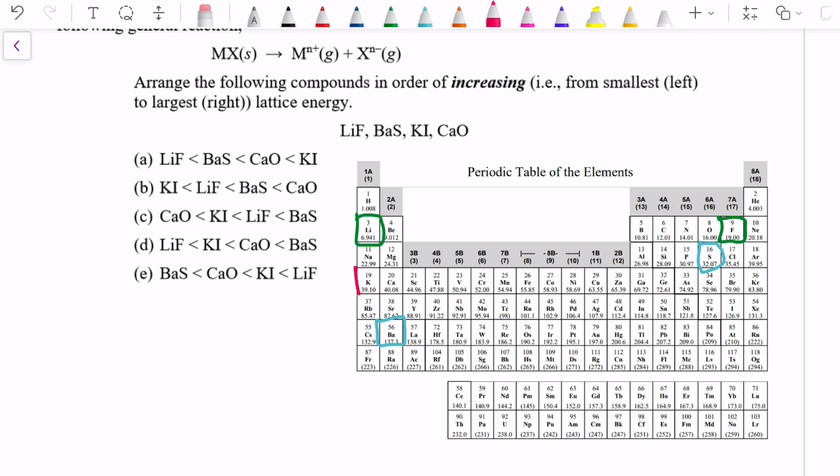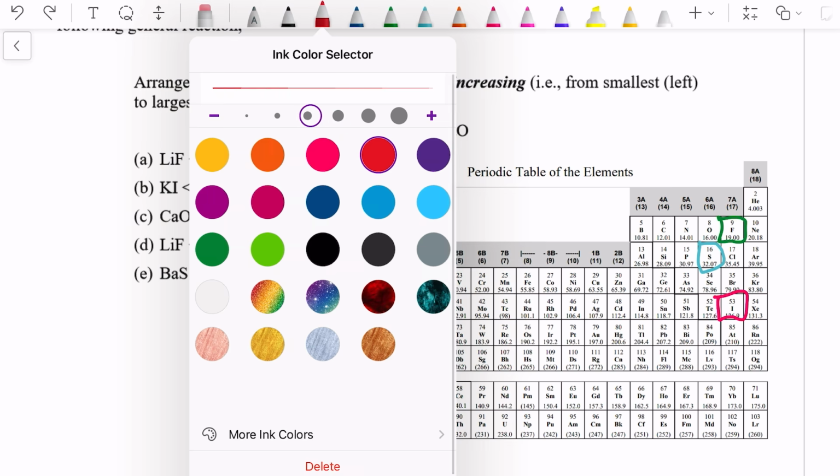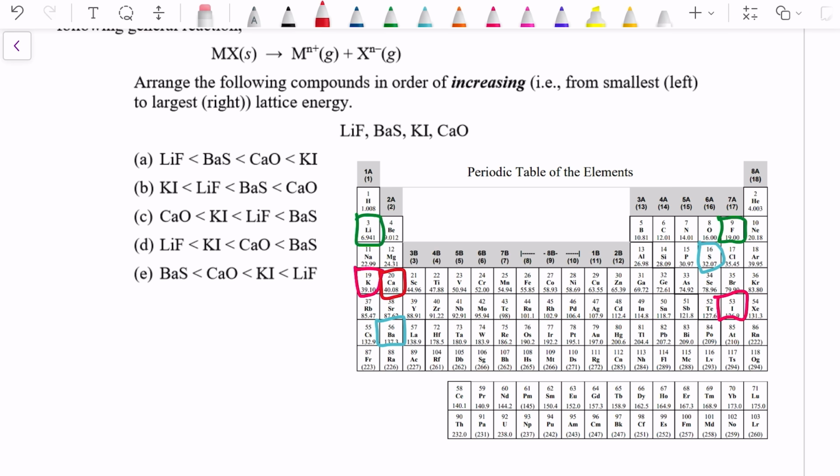And then potassium iodide. And then calcium, different color. Calcium and oxygen. Okay. So calcium is 2+, oxygen is 2-, so is barium 2+, and then what is barium with? Sulfur. These ones are the ones with the 2- charge, which is what I was talking about.